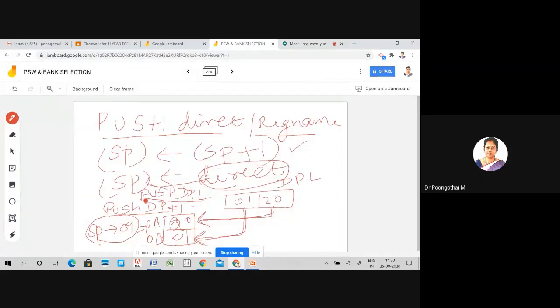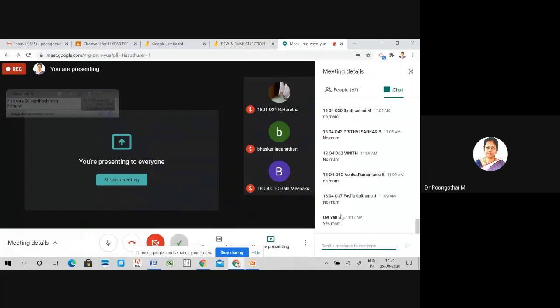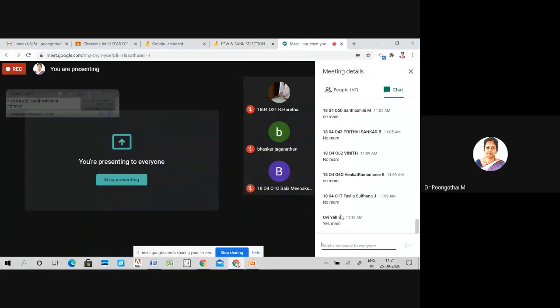So the instruction given here is push DPL and push DPH. Okay. So initially your stack pointer is pointing 09. It is incremented by 1 and DPL is pushed into the stack. And next your stack pointer is incremented by 1 and DPH is pushed into the stack. So this is the operation of your push instruction. Any doubts? So the operation here is increment and write. Push means increment and write the data into the stack memory locations. Okay.